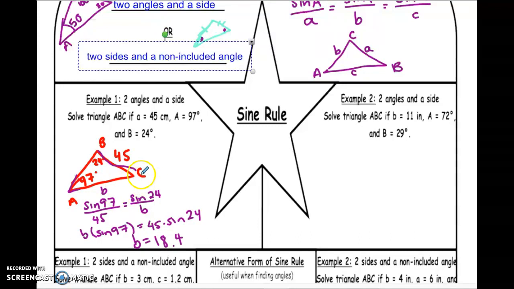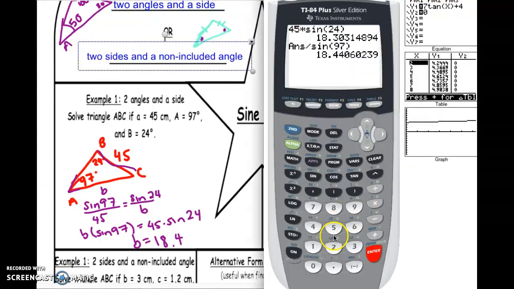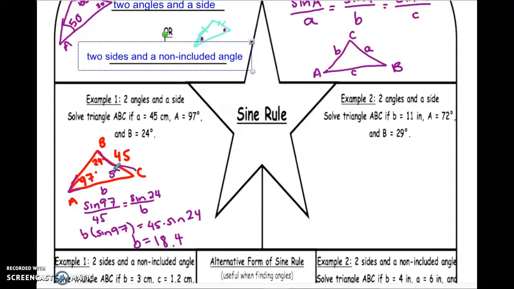All right, now if I wanted to find angle C, we remember that in a triangle you have 180 degrees, so 97 plus 24, subtract that from 180, and I know I'm going to get a negative, but I just ignore the negative, so we know that angle C is 59. And now I can set up to find my other side also. So to find C, I'm going to just use the 97 again. I would say sine 97 over 45 equals sine of 59 over c, and we're going to cross multiply again.